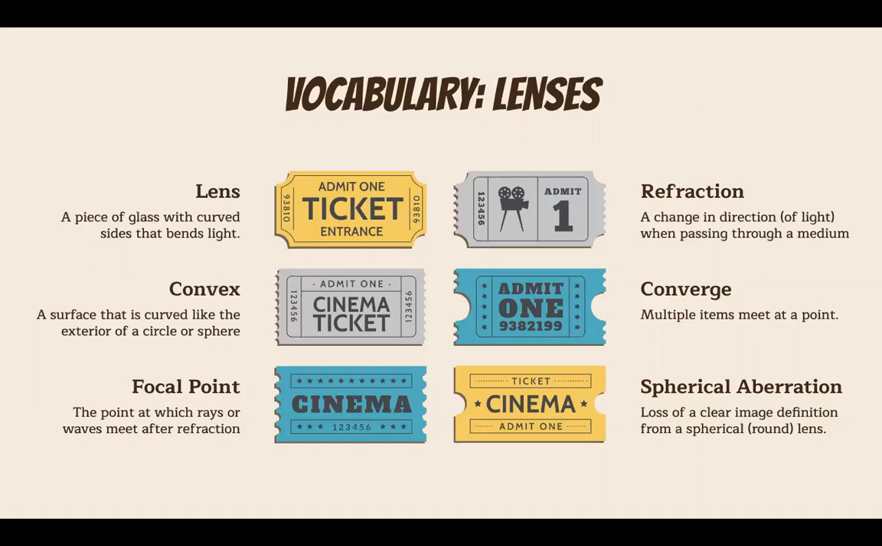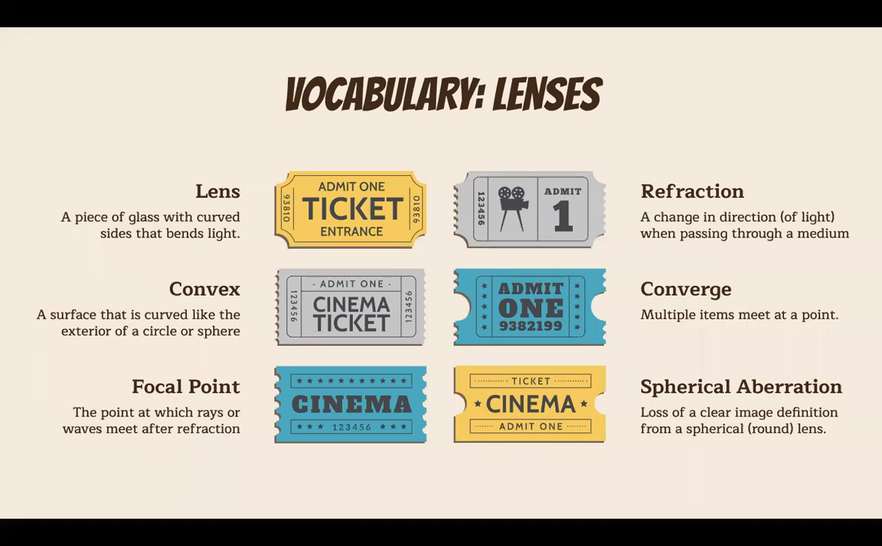Refraction just means a change in the direction of light. In this case, it's a change in direction when passing through a medium. So it's passing through the lens. Refraction is that bending. Converge is when things come together. So it could even be two people walking along and they get closer and closer and they meet, they converge. In this case, we're talking about the light converging towards that focal point. Multiple items meet at a point.